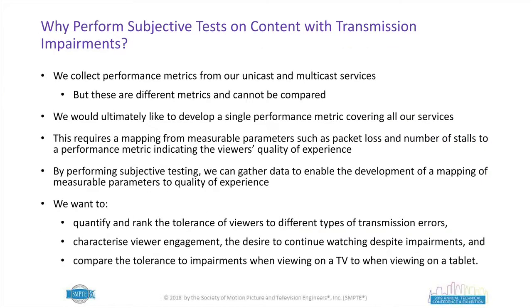So why did we want to do this? We collect metrics from unicast and multicast. For example, for unicast, we collect buffering time, play time, number of interrupts, so different metrics. On multicast, we collect how many packets have been corrected and how many packets could not be corrected by the error correction. But these metrics are not comparable. You cannot compare whether one interrupt or two interrupts is worse than three packets lost.